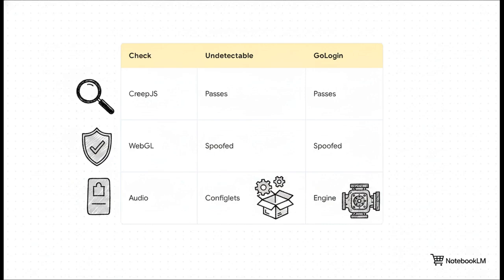The sources analysis concludes that GoLogin's engine-level modifications give it a slight edge in consistency, especially if you're dealing with aggressive platforms like Amazon that run incredibly deep fingerprint analysis.